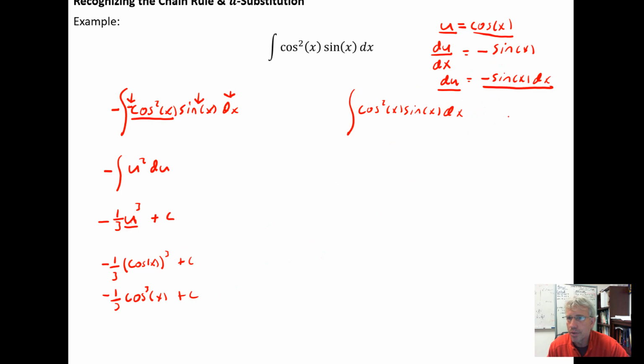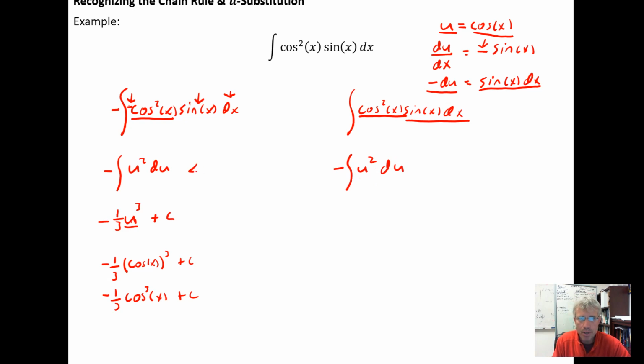So the other way we could have dealt with this, when we got to this spot, is I could have done two things at once. I could have multiplied both sides by the dx, but also multiplied both sides by a negative to get negative du equals sine x dx. And then I could have made my substitutions. I could have said I'm going to integrate cosine of x squared, but cosine of x is u. So I get u squared, and then replace sine x dx with negative du.